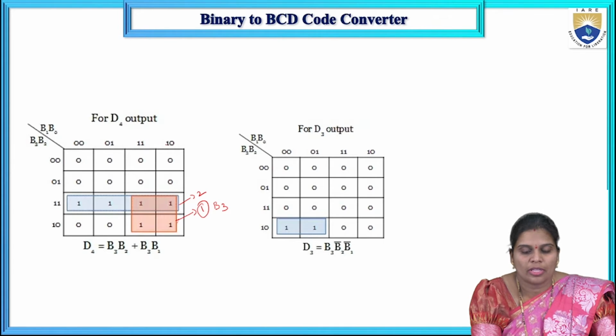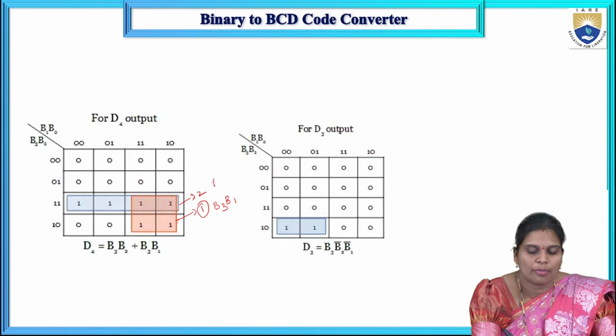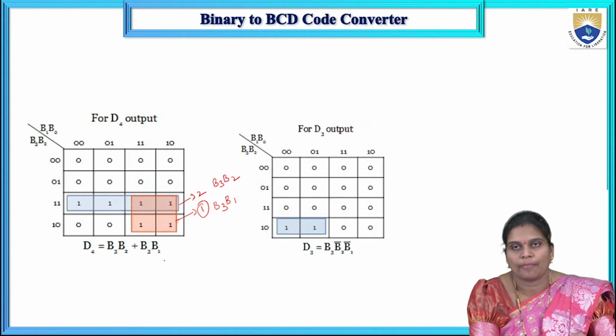Coming to the horizontal side, the common variable is B1. Here the one is there, here the one is there. So B3 and B1. Similarly, the second group only represents this third row, the 1, 1, which is B3 and B2. If no complements are there, the D4 equation is B3 B2 plus B3 B1.